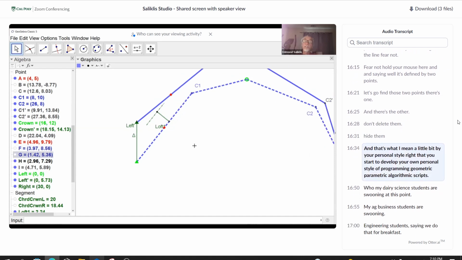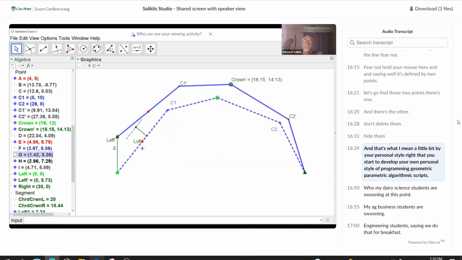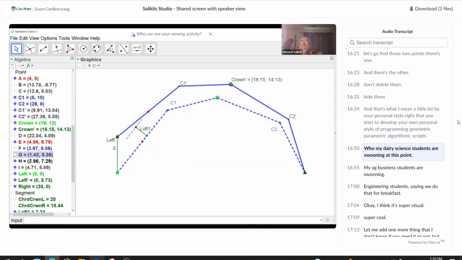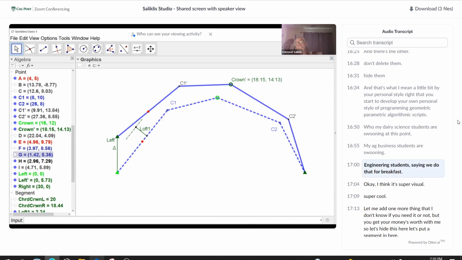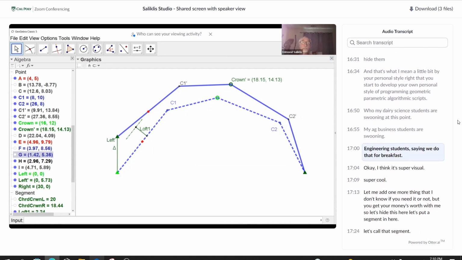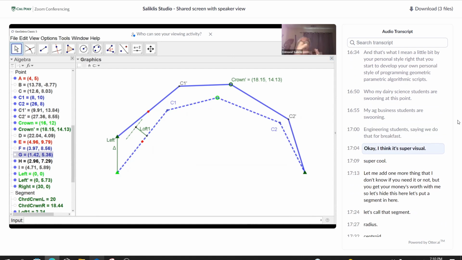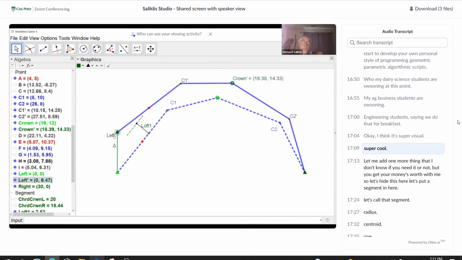And that's what I mean a little bit by your personal style, right? That you start to develop your own personal style of programming geometric, parametric, algorithmic scripts. Ooh, my dairy science students are swooning at this point. My ag business students are swooning. My engineering students say, ah, we do that for breakfast. Okay, I think it's super visual, super cool.